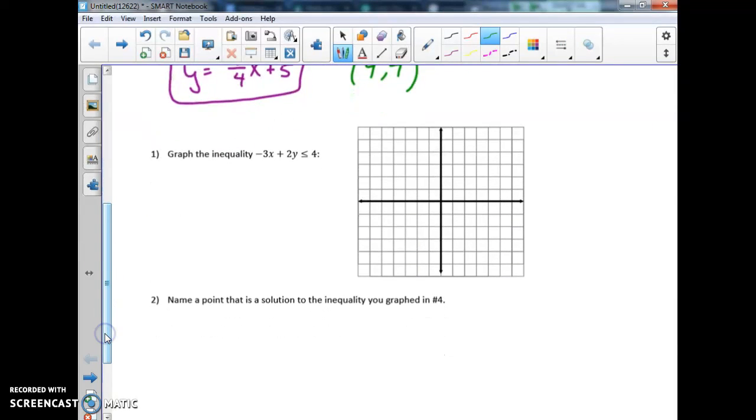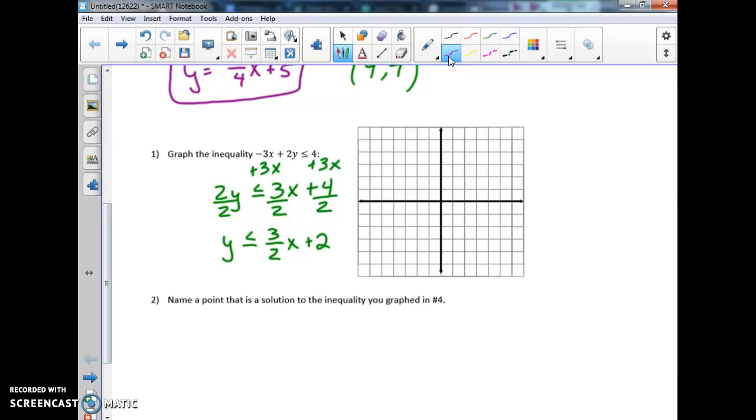So looking at the back, we've got to graph this, which means we have to solve it for y first. So I'm going to add the 3x stuff to the other side. So I have 2y is less than or equal over 2 reduces to 2.